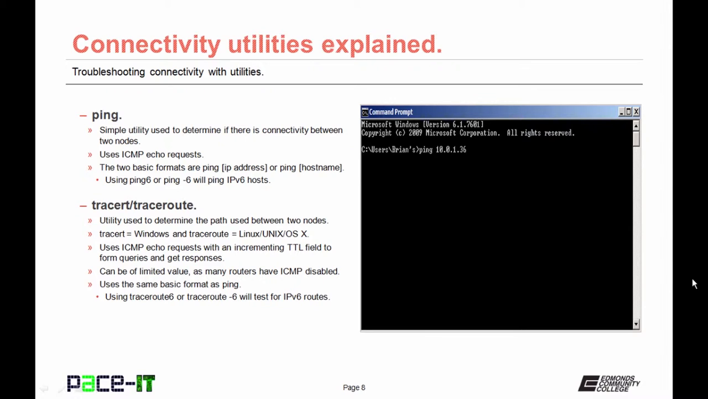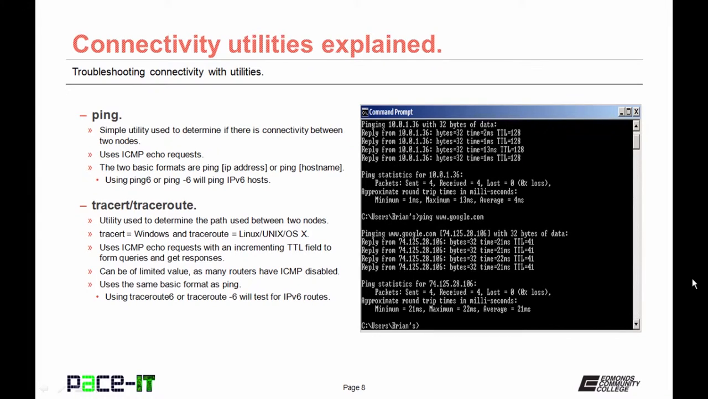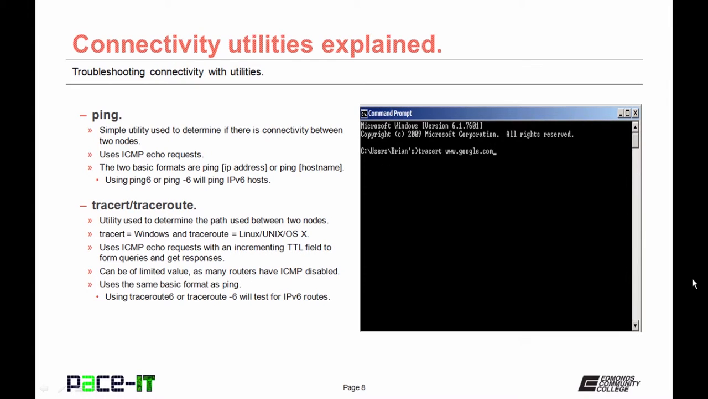There are two basic formats to the ping utility. You can ping an IP address, or you can ping the host name or the fully qualified domain name. You can use ping 6 or ping -6, and you will ping only IPv6 hosts. Then there is tracert or traceroute. It is a utility that is used to determine the path used between two nodes.